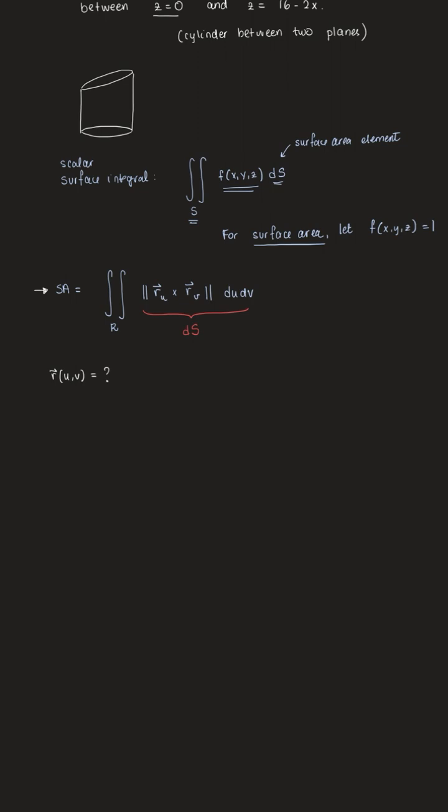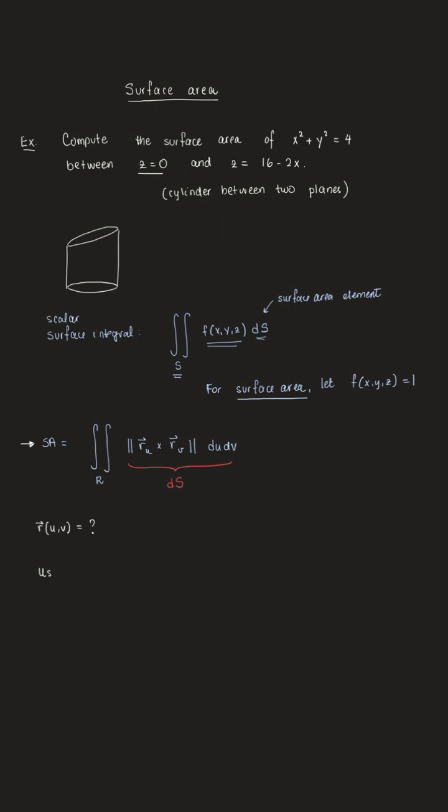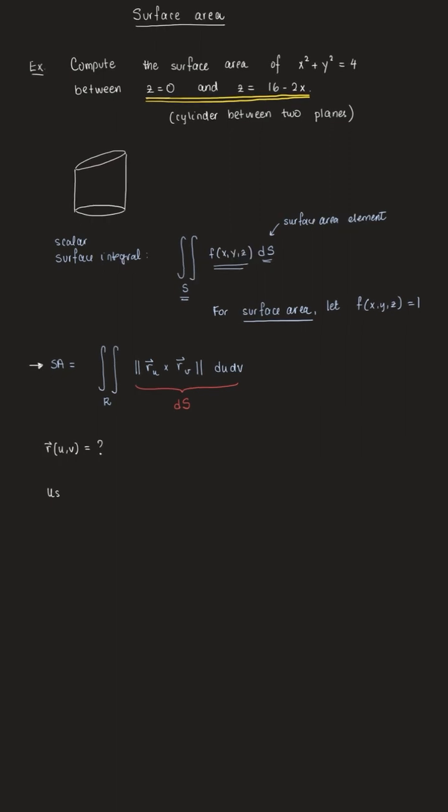Since our cylinder, well, it's a cylinder, right? So we should think about using cylindrical coordinates, but we only want 2 parameters instead of the 3 variables of cylindrical coordinates. So how are we going to do this? Well, we already have an idea of the bounds for z. So we have the bounds for one of our parameters, because z has to be between the xy plane and the plane 16 minus 2x. So let's for sure use z as one of our parameters.